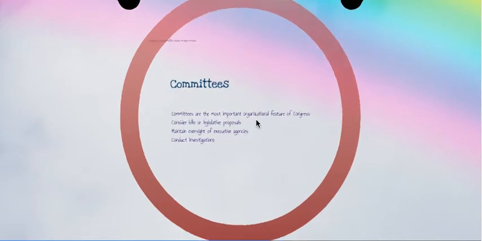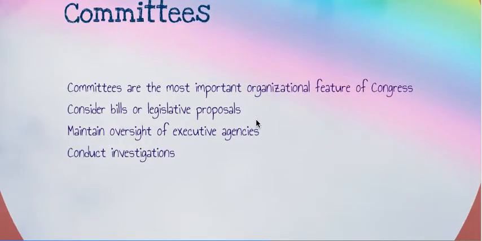Okay, committees. This is where most of the work is done in Congress. Committee systems. And there's a bunch of different kinds of committees that I can talk about later. But they are the most important organizational feature of Congress. And what do they do? Well, they consider bills or proposals. They maintain oversight of executive agencies, which we will talk about in, I guess, two units away. And also they deal with investigations.